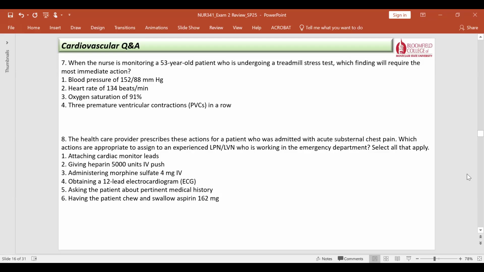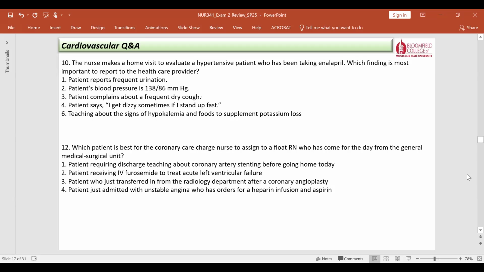And that's within the scope of practice of the RN, which is obtaining the pertinent medical history. And we always say that the assessment, obtaining medical history, assessment, and patient teaching should always be done by the RN.